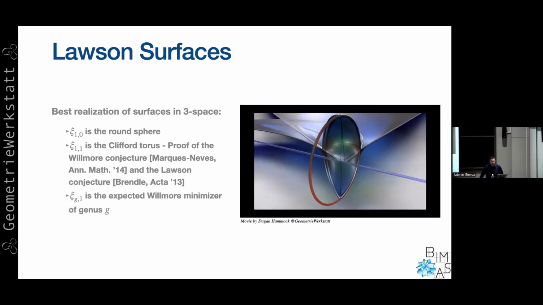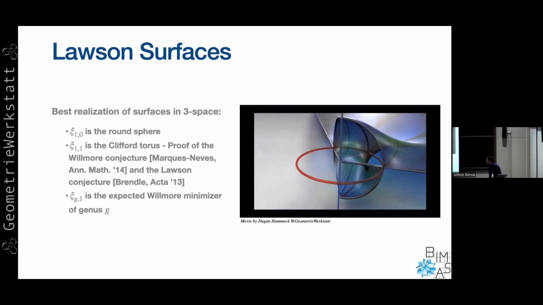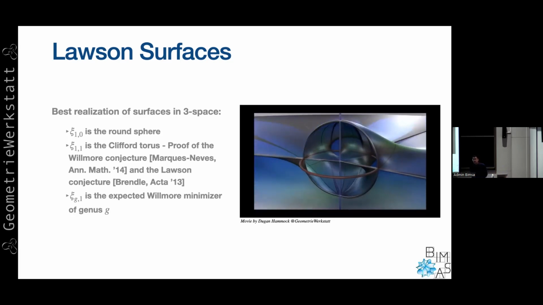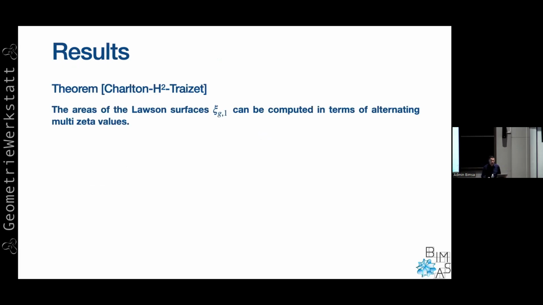And for higher genus, it's expected that these Lawson ξ_{g,1} surfaces are actually also the Willmore minimizers for a given topological type for the genus g surfaces. Okay, so what kind of results do we have for these surfaces? The first one I'm very proud of, maybe not the first one, the most recent one I'm very proud of, is the result where we can get our hands on the areas of the Lawson surfaces. We can express them in a certain way in terms of so-called alternating multiple zeta values.